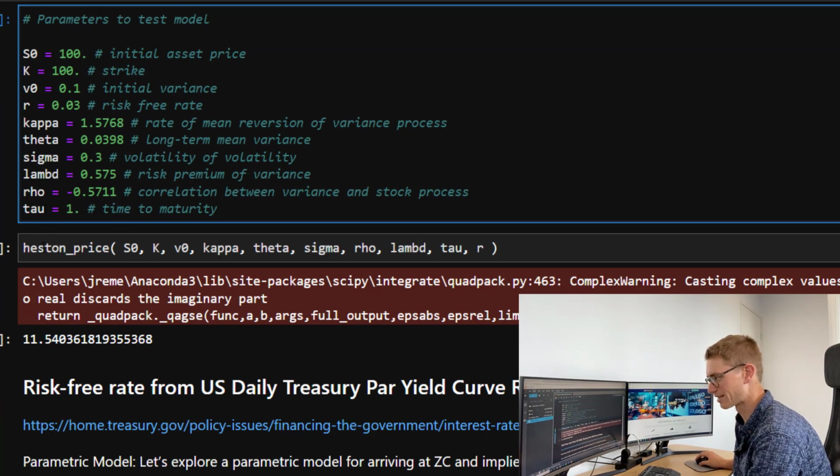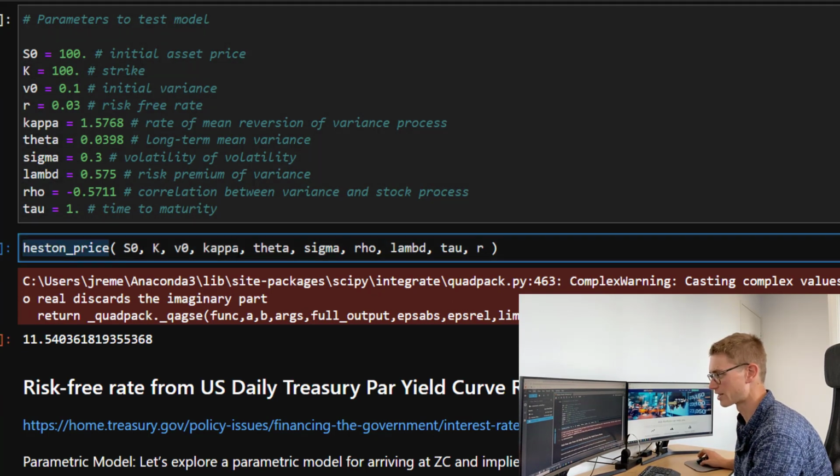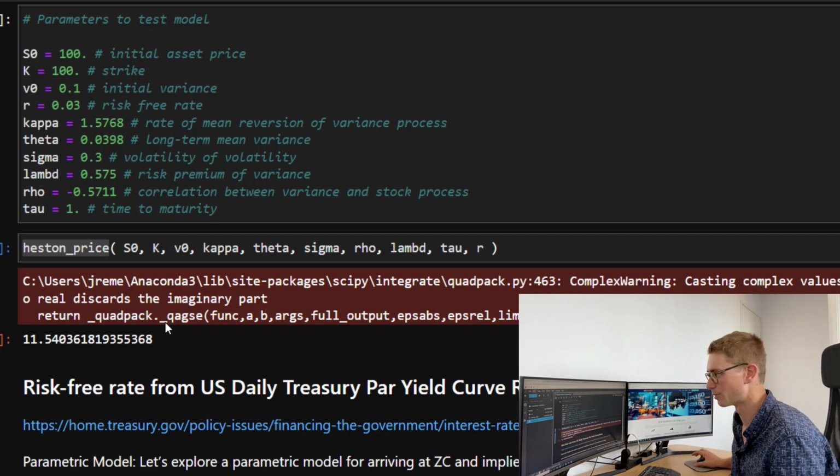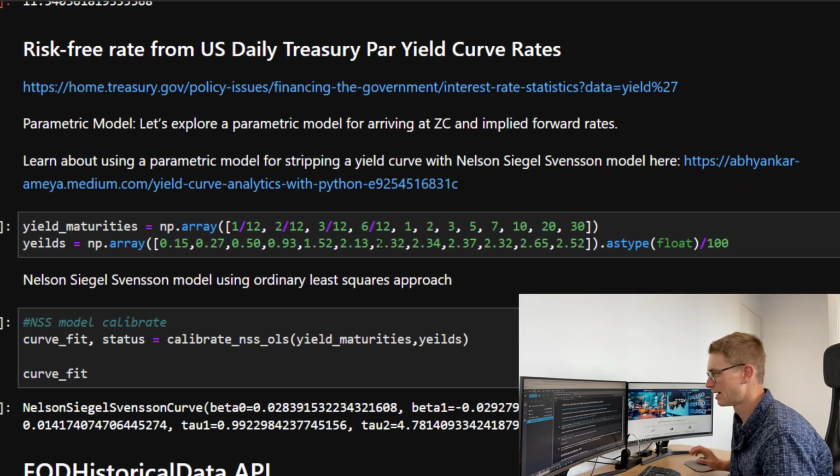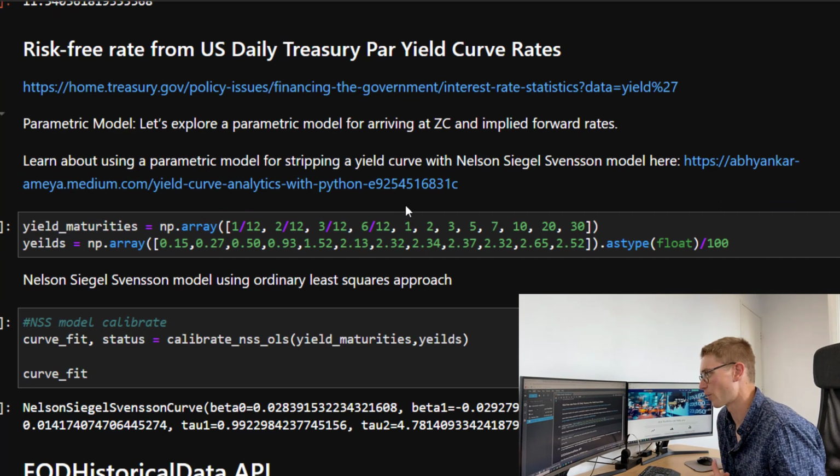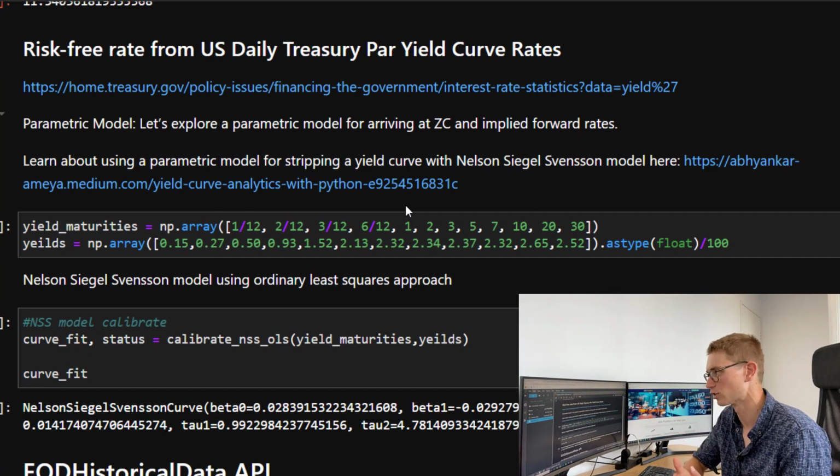We just use Heston price using the SciPy integrand function quad, and we can work out what our price is. So that's an easy implementation. Now let's get into the crux of this video, where we actually go through and get real options data so we can actually calibrate this model.